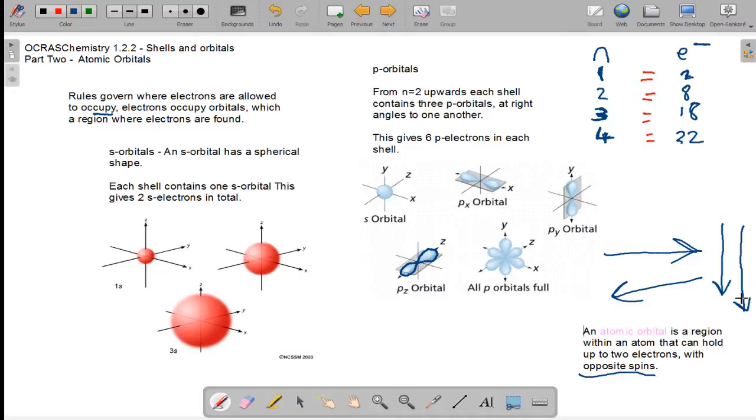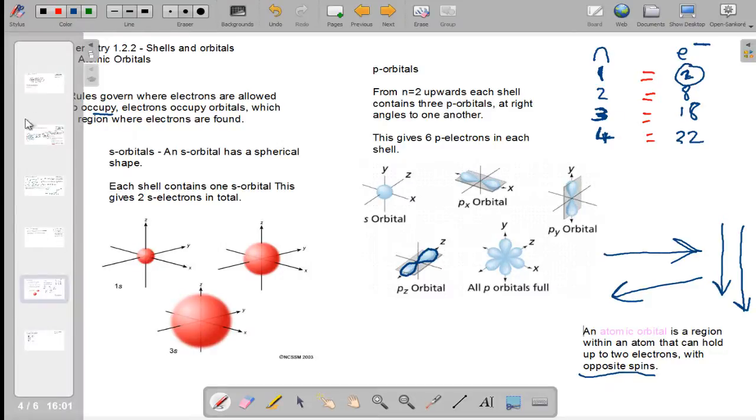Going back to principal quantum number now. If n equals 1, then 2 electrons can occupy the shell. If n equals 2, then 8 can occupy the shell. If n equals 3, then 18 can occupy the shell. And if n equals 4, then 32 electrons can occupy the shell.